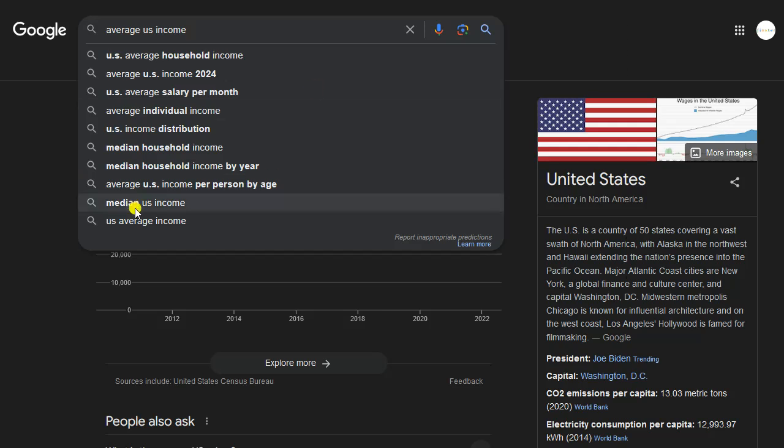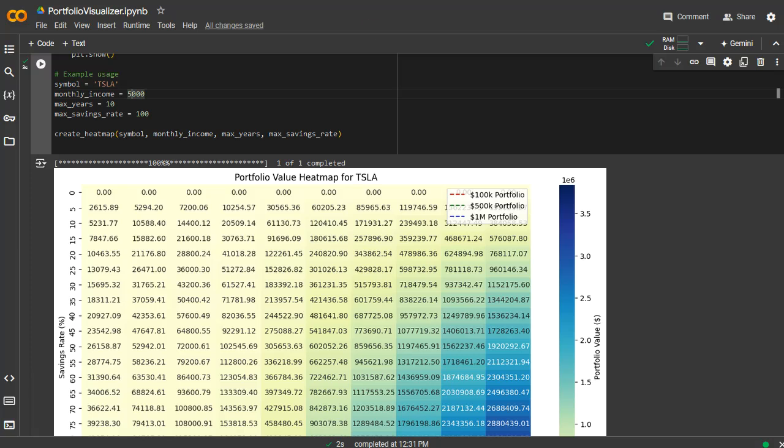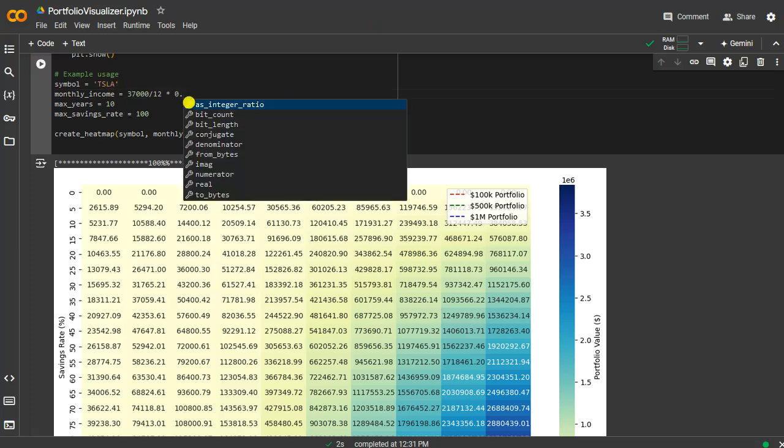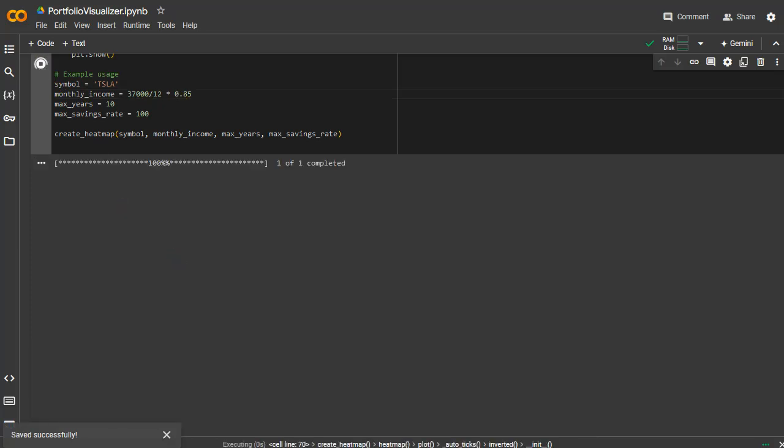So for instance, we can Google the average US income. It's 37K. So let's put in 37K. This is per year, divided by 12. Maybe there's also a tax, but if you have the average income, probably the tax rate isn't that high. So maybe let's make it 0.85. So assume we have a 15% tax rate on this. I don't know, I'm not a tax expert, but let's just assume this. And let's run this code.